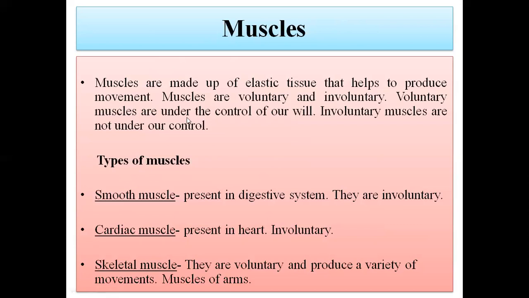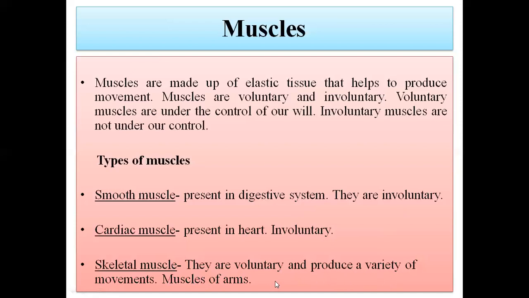Voluntary muscles are under the control of our will, meaning we can move our body in any direction. And involuntary muscles are not under our control. There are three types of muscles: smooth muscle, cardiac muscle, and skeletal muscle. Smooth muscles are present in the digestive system, and they are involuntary. They are not in our control. Cardiac muscle is present in the heart, and it is also involuntary. Whereas skeletal muscles are voluntary and produce a variety of movements.